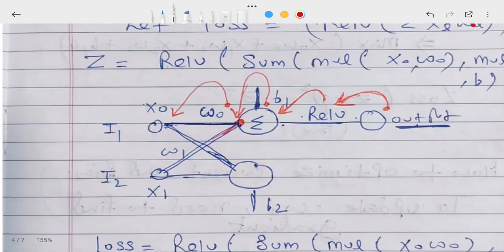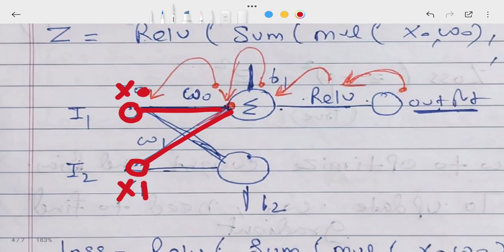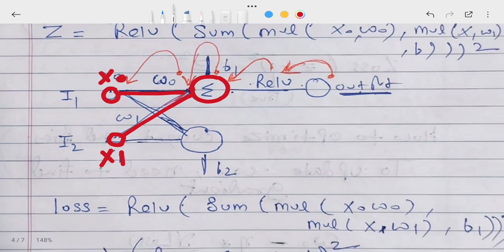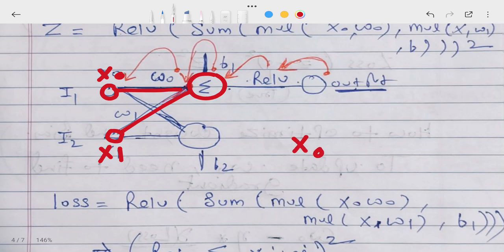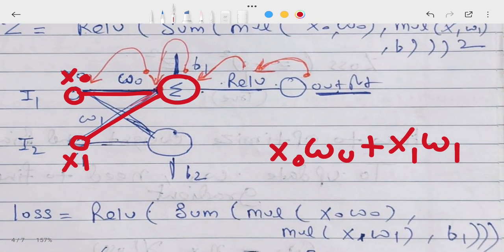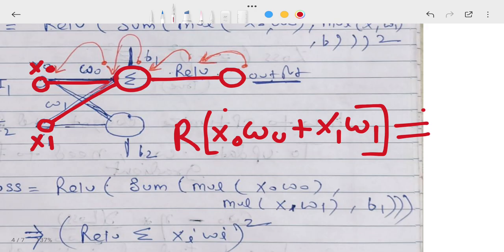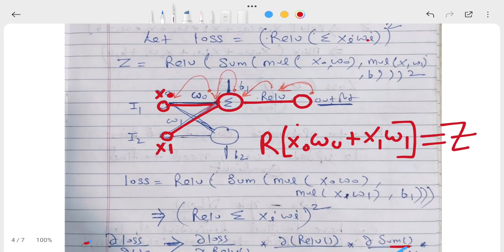Now see here. So I have x1 and x2. This is my x0 and this is my x1. Now x0 and x1, what am I doing? I will sum both values. What is the meaning of this? x0 w0 plus x1 w1. I will sum, then I am using ReLU. After ReLU I got the output. My output is Z. This is the meaning of the structure.